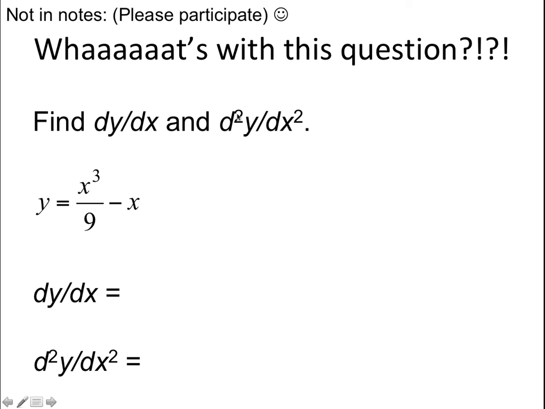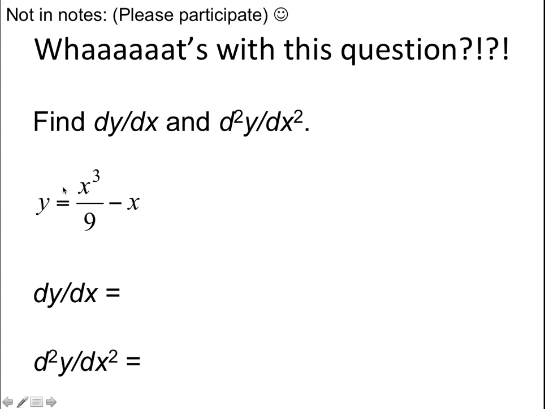So d squared y divided by dx squared is the second derivative. So the way we read this is that it gives us the second derivative, I said that a little bit wrong, the second derivative with respect to x of function y. And so let's go ahead and do that on this example here.